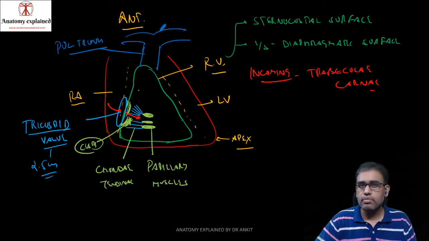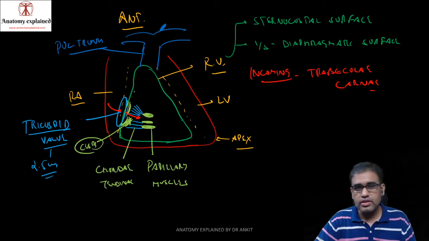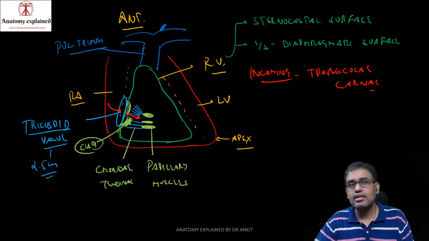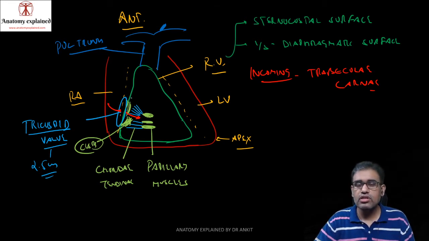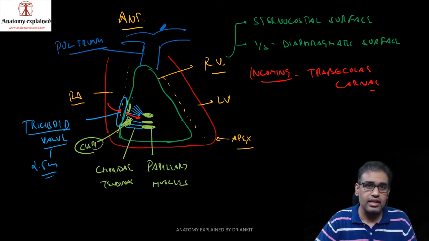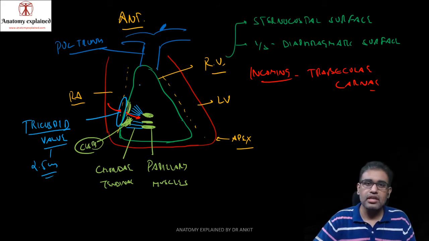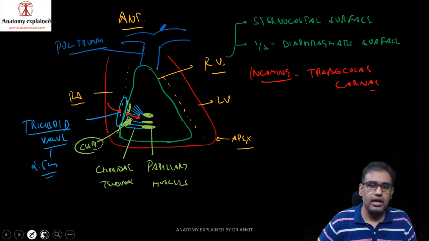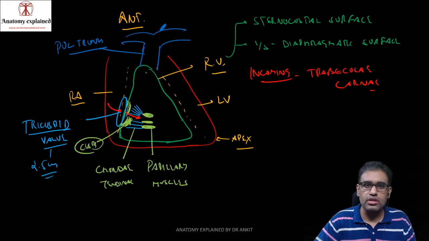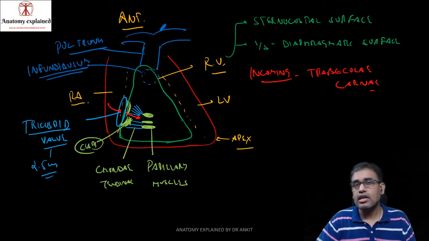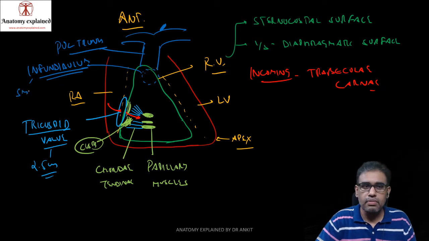So obviously this outflow part has to be smooth. Why? Because when the ventricles contract and send the blood to the pulmonary trunk, if that outflow is not smooth, then there could be turbulence in the blood inside the pulmonary trunk, and that is not needed, because the blood has to go nearby to the lungs only. So this outflow area is smooth, and it is known as the infundibulum. This is the smooth part.